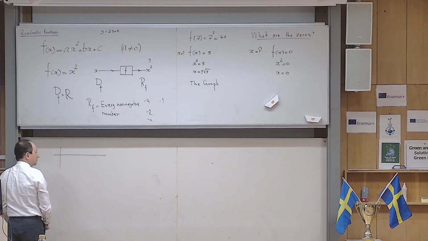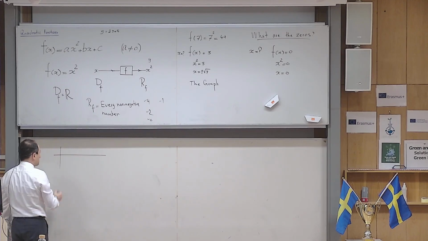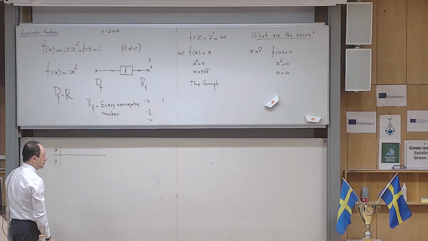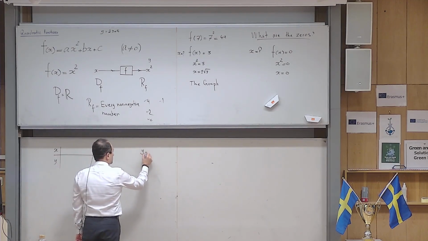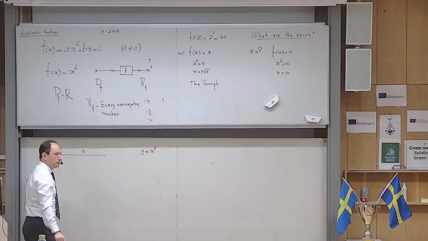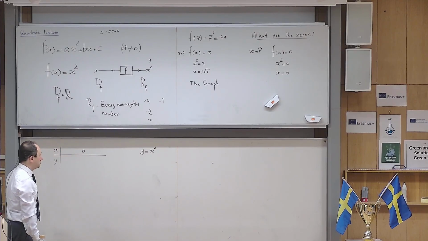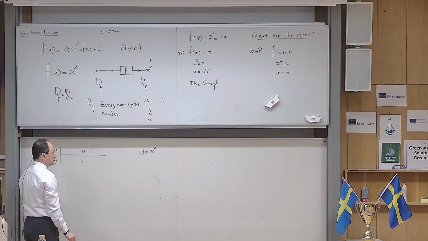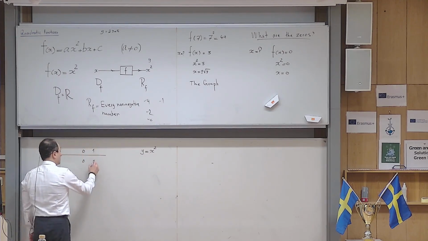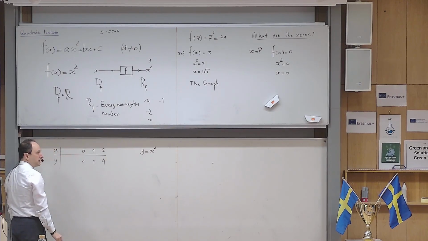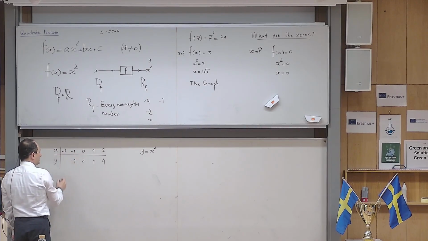I will draw a table, vertical or horizontal, it doesn't matter. One row X, one row Y: input, output. And then I have my function, let me call it Y equals X squared. For example, I put 0 as my input X. What do I generate as the output? 0. For example, I put 1, I will generate 1. I put 2, what do I generate? 4. Let us put some negative numbers. I put minus 1, what do I generate? 1 again, and if I put minus 2, I generate 4.